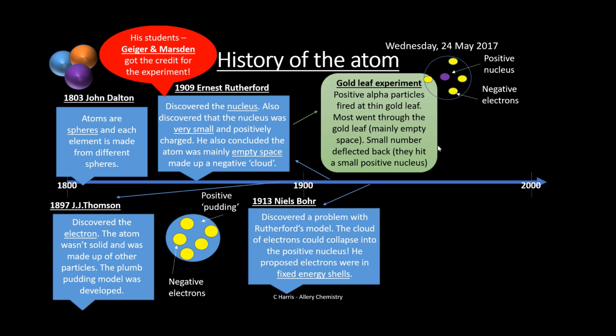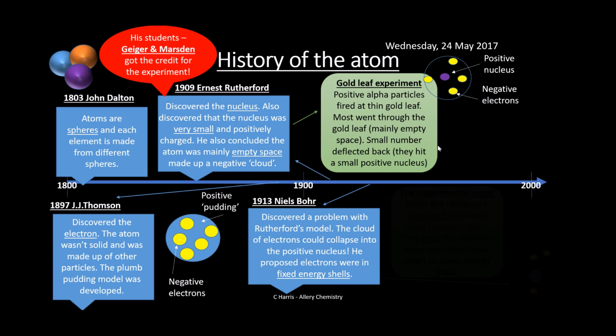1913, so again, very, very shortly after, so they're coming thick and fast now. Niels Bohr had a go at it and actually said, well, Rutherford couldn't actually be right. Especially about the cloud bit, he said the cloud would actually collapse into the positive nucleus because obviously they're oppositely charged. And what he proposed was, he said there were actual shells. We had fixed energy shells, and these energy shells had a defined amount of energy.